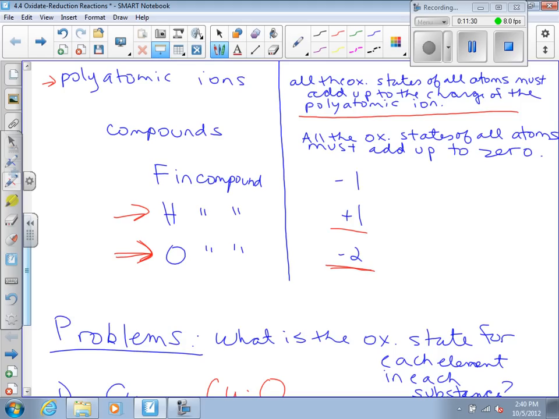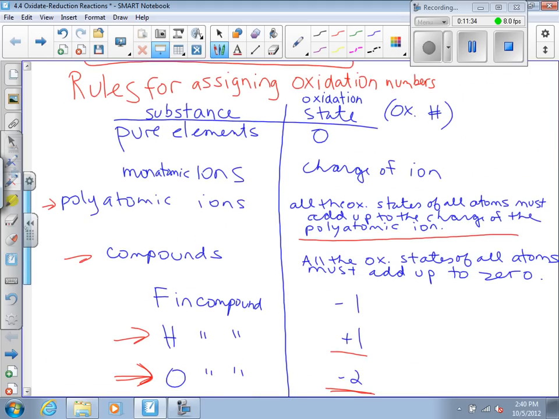If I use those 2 rules, then the rule that compounds must add up to 0 cannot hold true. And remember, rules above take precedence over rules below. And because of that, this is the rule that we cannot use. So we're going to use compounds add up to 0, and we're going to use H is +1.